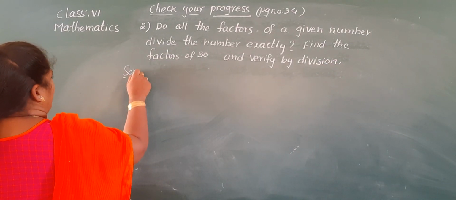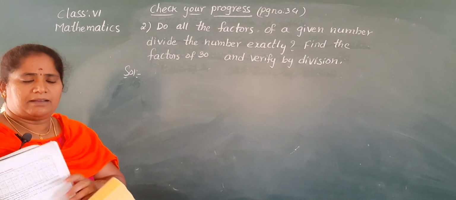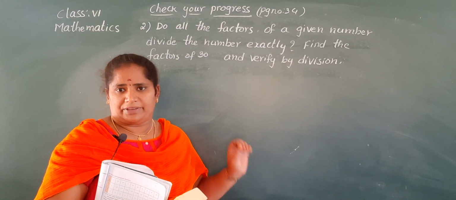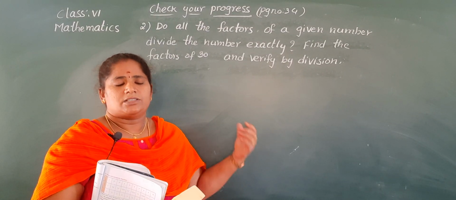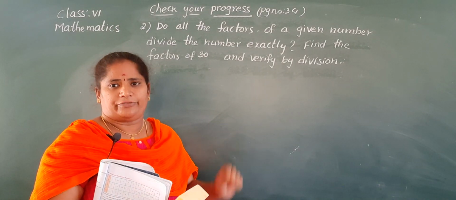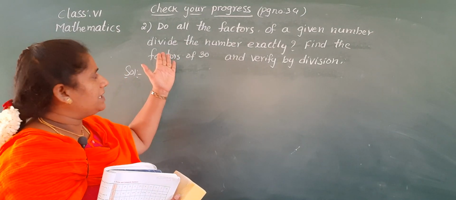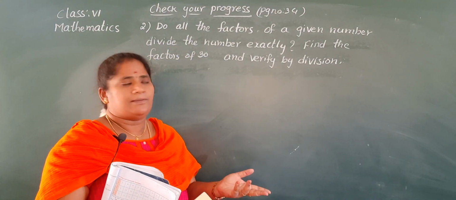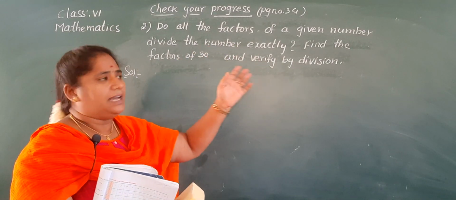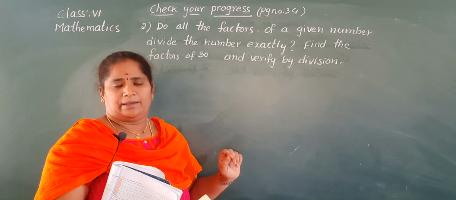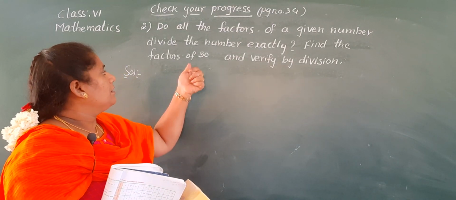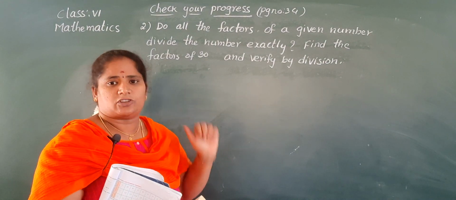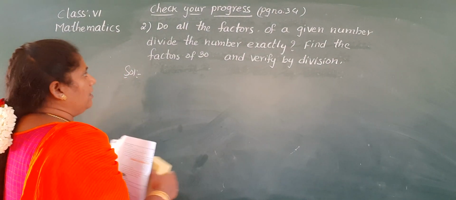See children, what is the factor definition, Nana? A number which divides the given number without leaving any remainder is said to be a factor of that number. So what is given here? Do all the factors of a given number divide the number exactly? Yes, all the factors of the given number divide the number exactly. Now we have to write the factors of 30 and verify whether the statement is correct or wrong. Okay, Nana? Write down.